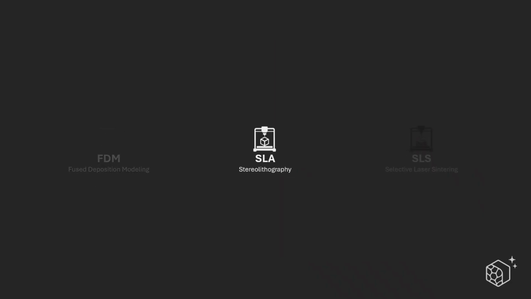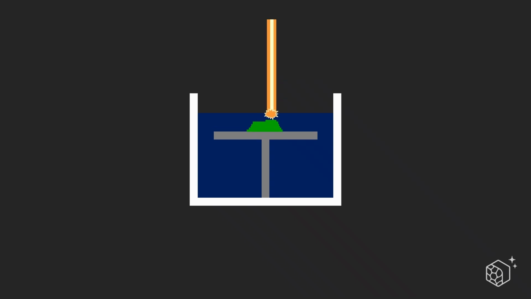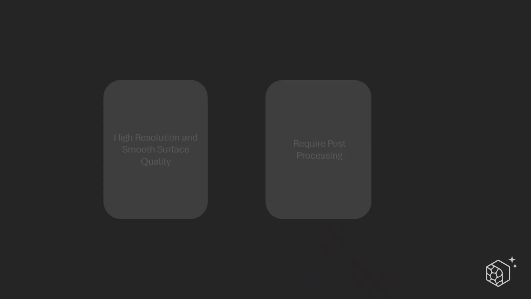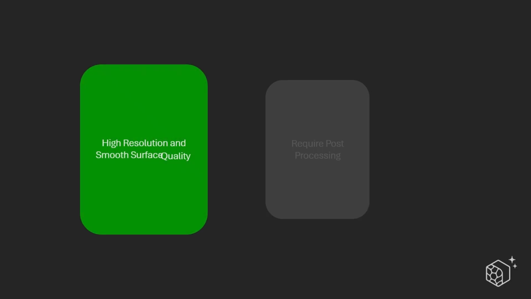Next, we have SLA, or stereolithography. This 3D printing method uses a laser to cure liquid resin, turning it layer by layer into a solid object. The result is exceptionally high detail, with smooth, professional quality surfaces. One of the biggest advantages of SLA is its very high resolution and smooth surface quality.